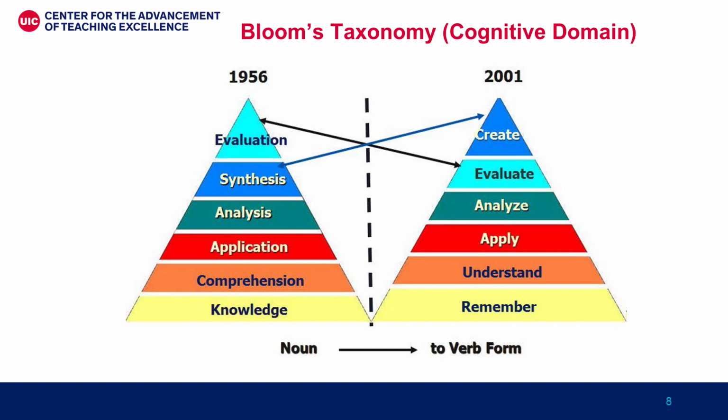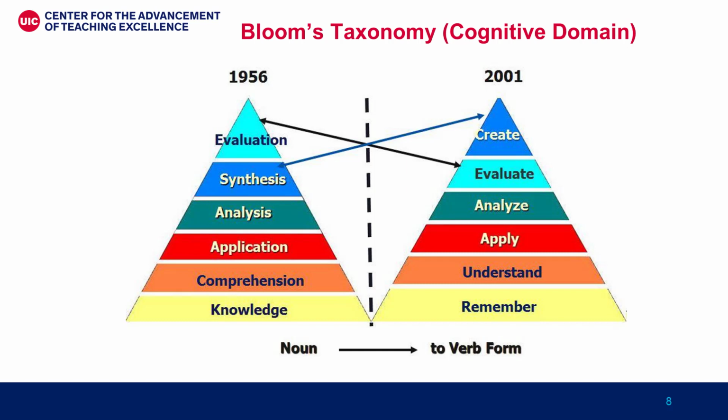The pyramid graphic shown here on the left-hand side details his original 6 levels, which are knowledge, comprehension, application, analysis, synthesis, and evaluation. In 2001, Anderson and Krathwohl revised the taxonomy, and this iteration is what most educators refer to when talking about Bloom's taxonomy. Refer to the pyramid graphic on the right-hand side to view these revisions.